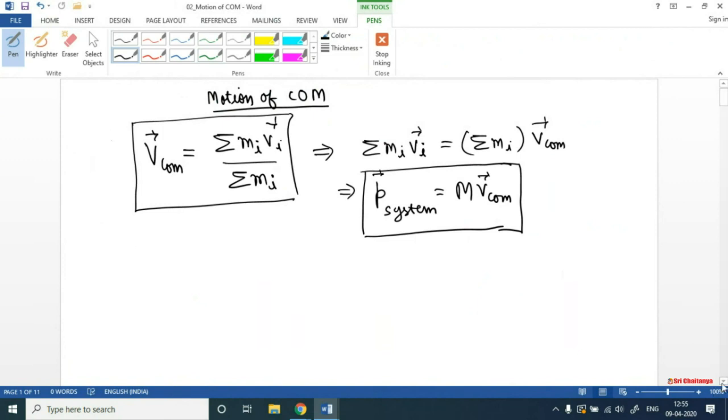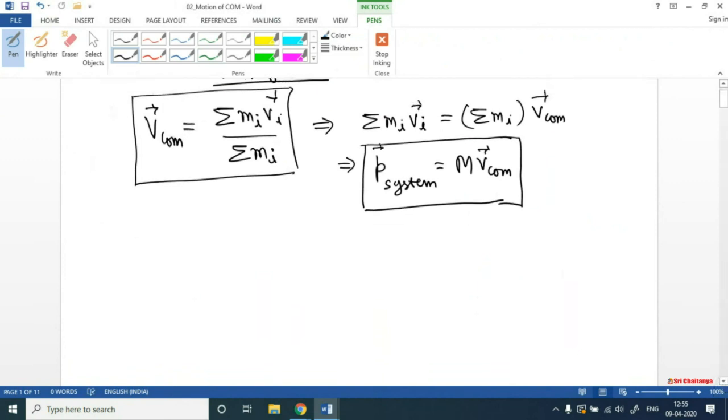Okay, and similarly we can have a formula for acceleration of center of mass. Again, this relationship we can derive by differentiating the above relationship with respect to t on both sides, and we will be getting summation of miai divided by summation of mi.